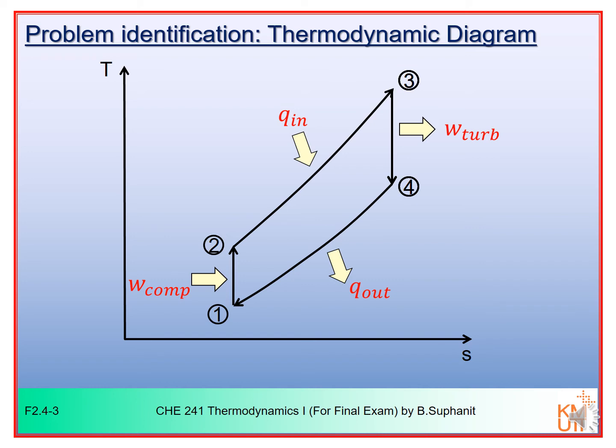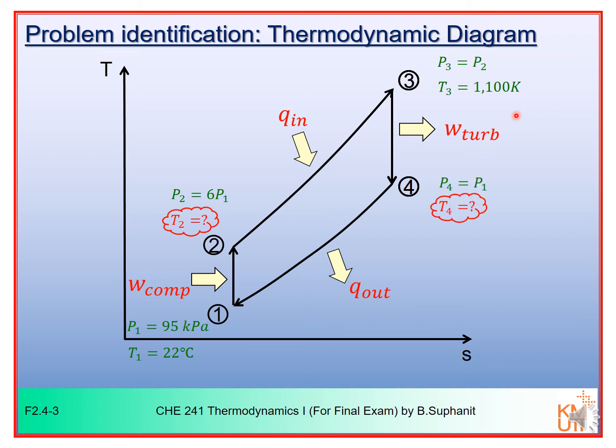At point 1, we have already known the pressure and temperature conditions. Now, at point 2, which is the compressor exit, we know only the pressure, which is 6 times the compressor inlet pressure. But we don't know the exit temperature or T2 here. At point 3, which is the combustion chamber outlet, we know both pressure and temperature. And lastly, at point 4, we know only the pressure.